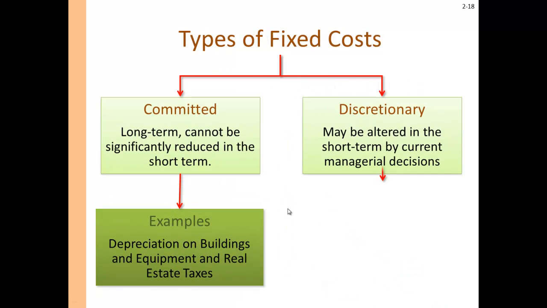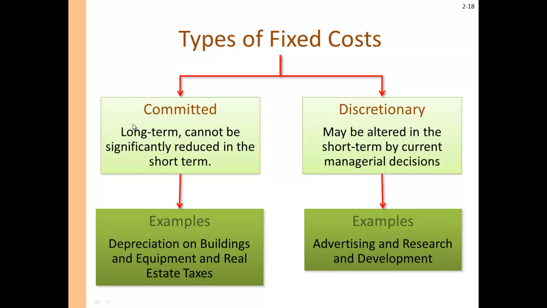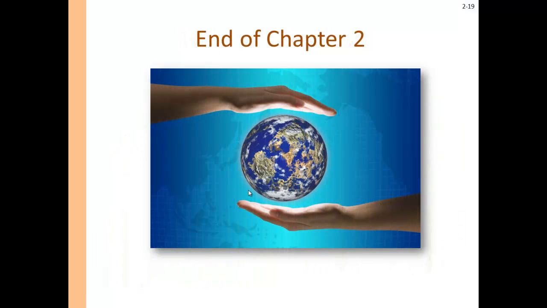There are two types of fixed costs. What we've considered committed are long-term and cannot significantly be reduced in the short term, such as depreciation on building, equipment, and real estate taxes. We can't really do much about these. Then there's what's called a discretionary fixed cost, which means we could alter it by short-term managerial decisions. We could spend less on advertising or research and development. We're not bound like we are on the building, equipment, and real estate taxes. This is an overview. I'm going to do a separate video from chapter 2 that will show you examples of how to apply this.